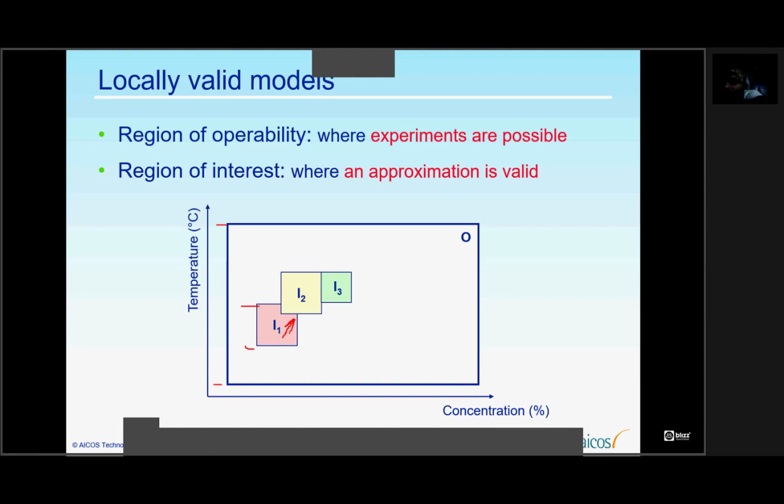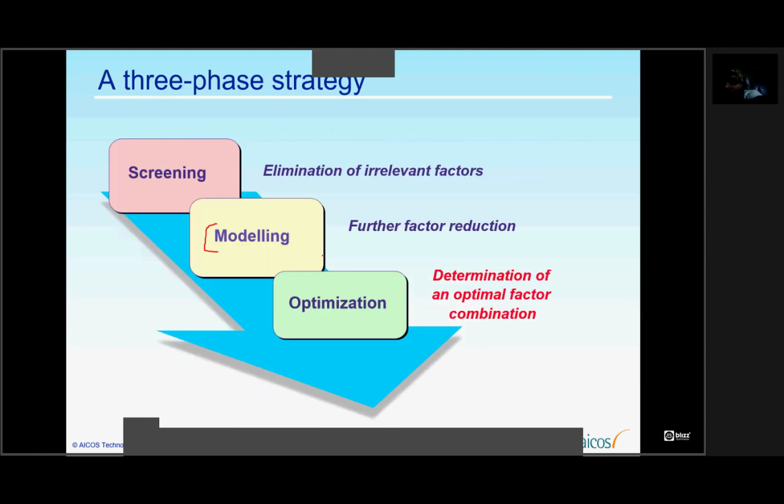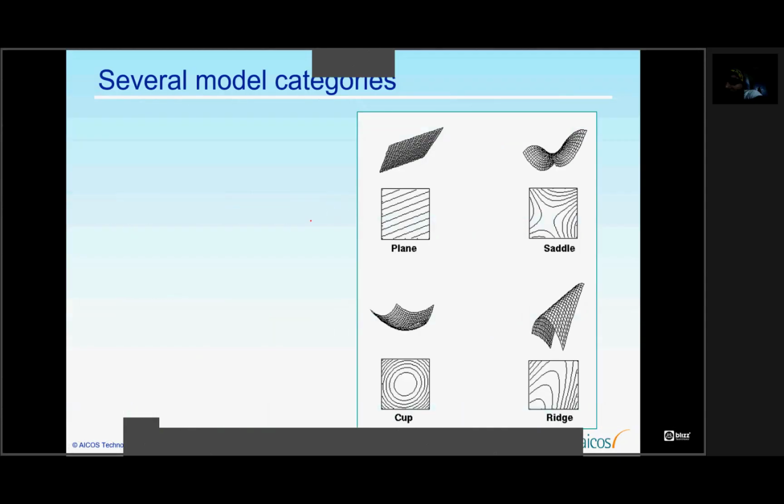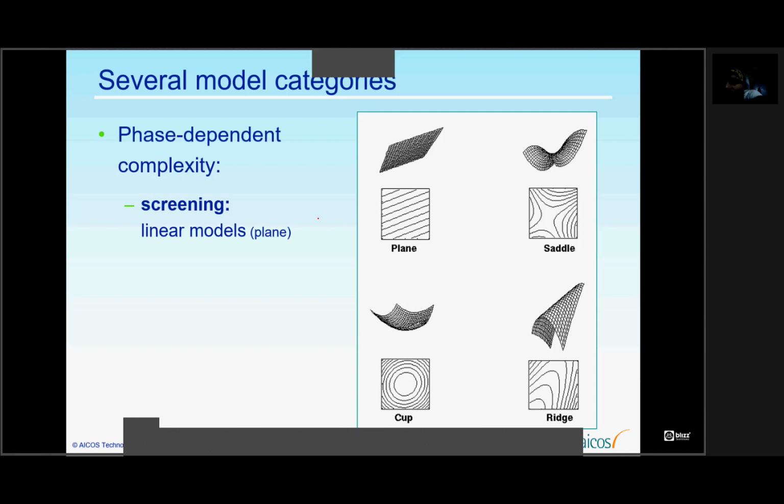Let's make it more concrete by looking at the types of models that are used depending on the phase here. So I'd like to recall that we have these 3 phases, and depending on the phase, we'll use a different type of model. This is what we can actually see now. The several model categories are presented graphically here, and for screening we will use linear models.